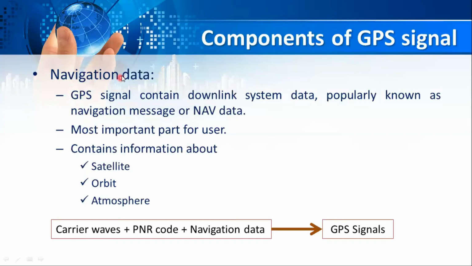Now, to summarize what we actually get: the carrier wave is there, the PRN code is there, and the navigation data is there. These three are combined together, and after combining, we get the GPS signal. This is very important: the PRN code and navigation data are in binary form. This is the fundamental thing of the whole process: carrier wave plus PRN code plus nav data, or navigation data, and this gives the output as the GPS signal.